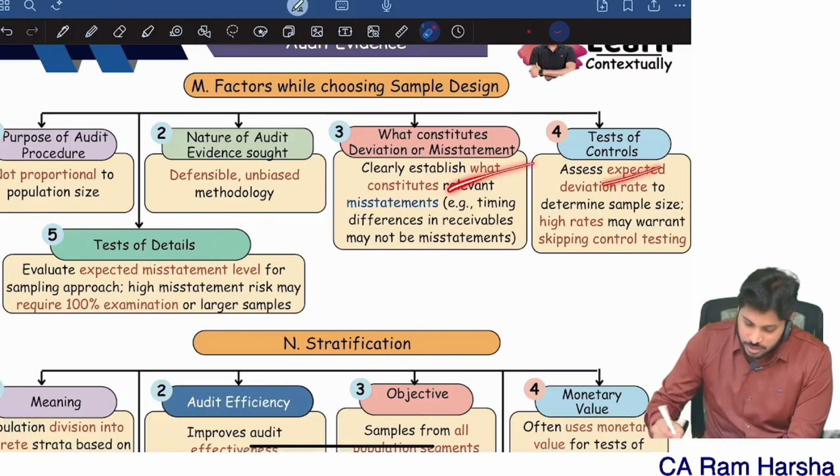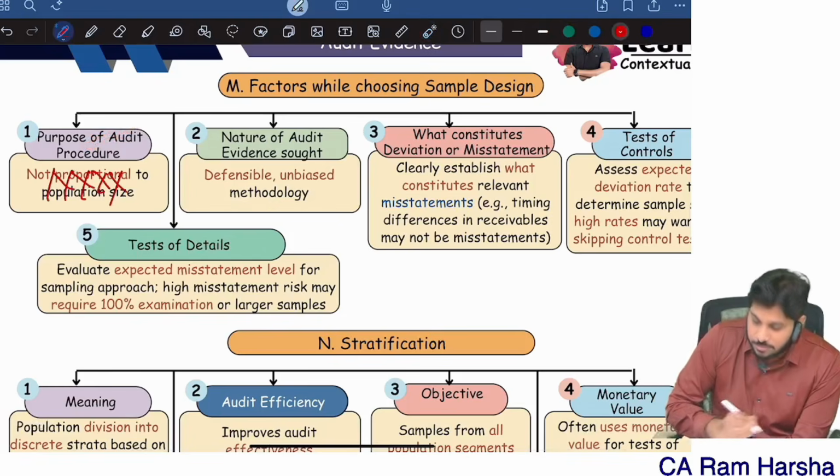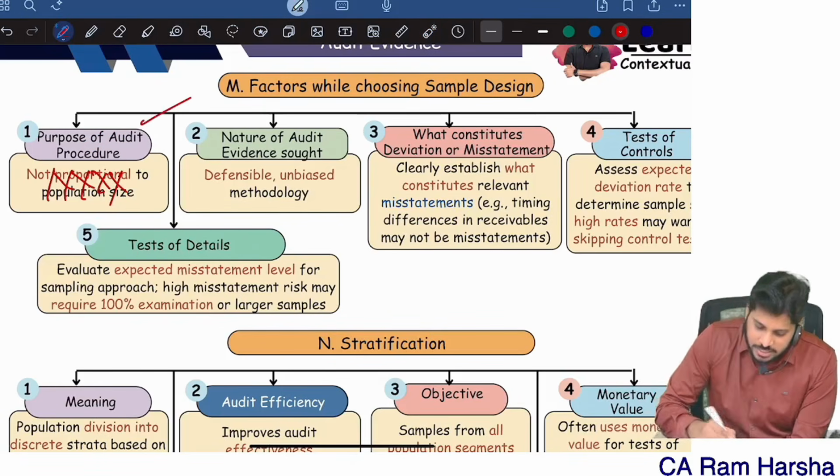Yeah, I think both are right. Purpose of audit procedure, here you can simply strike off this, not required. Okay, you can strike off that, you can just keep this first point.